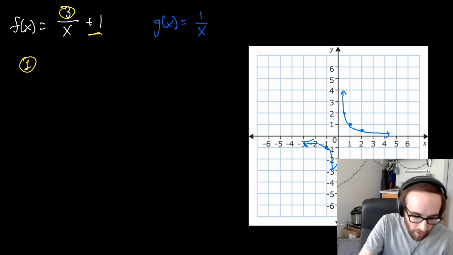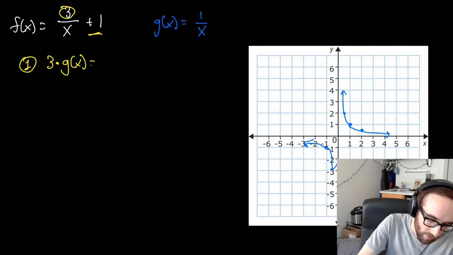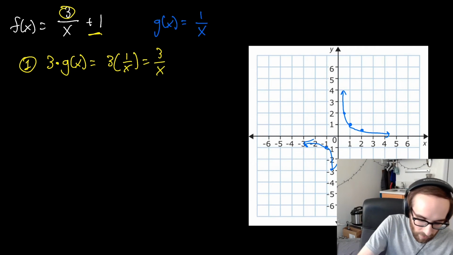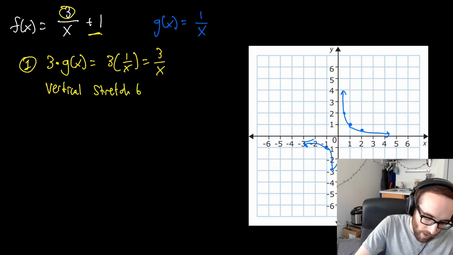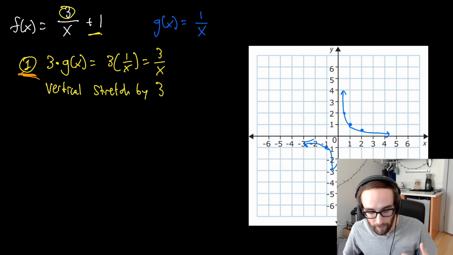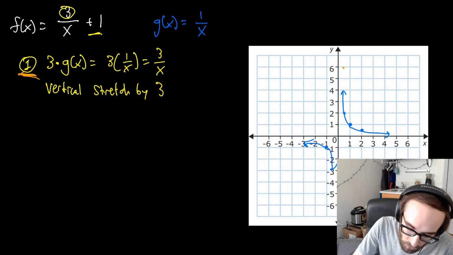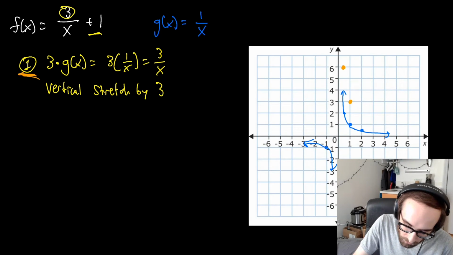First, we're going to do our multiplication. So we're going to take 3 times g of x. In other words, we have 3 times 1 over x, or 3 over x, so multiplying the output, and we have a vertical stretch by 3. Okay, and we'll graph this in orange. So all of our y values are just multiplied by 3. So instead of (0.5, 2), we have (0.5, 6). Instead of (1, 1), we have (1, 3). Instead of (2, 1/2), we have (2, 3/2).